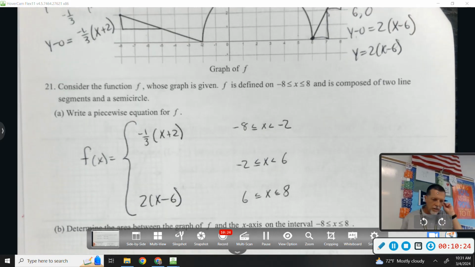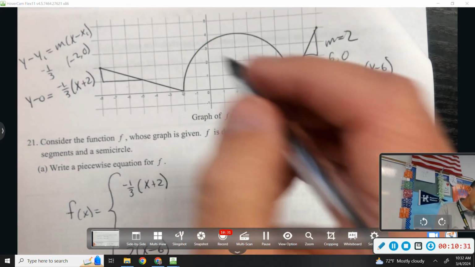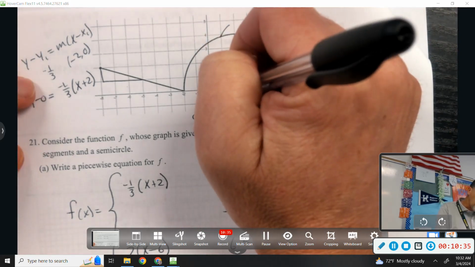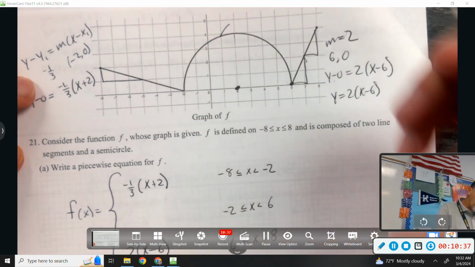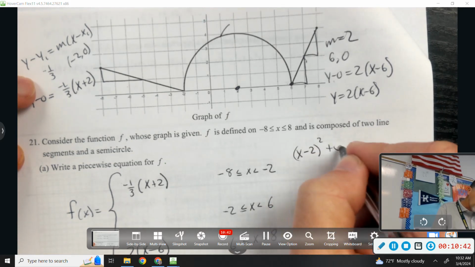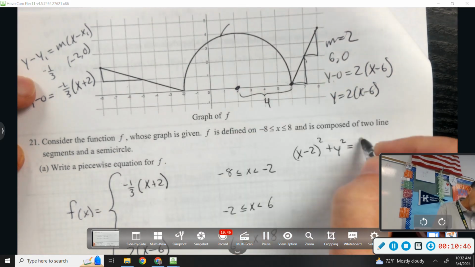And then now all that's left is the middle circle. Again, I feel like we don't write just the top half very often, so I usually end up saying, oh, this one's going to be a little different. Let's start at the beginning here. X minus 2 squared plus y squared equals 16.